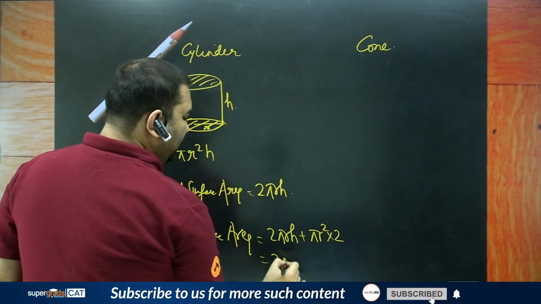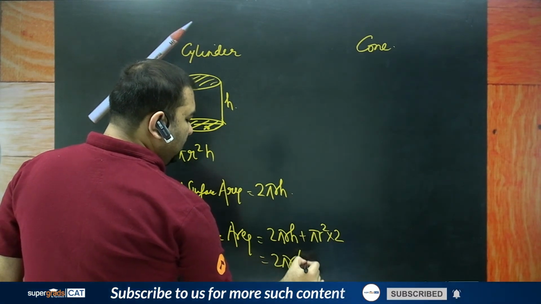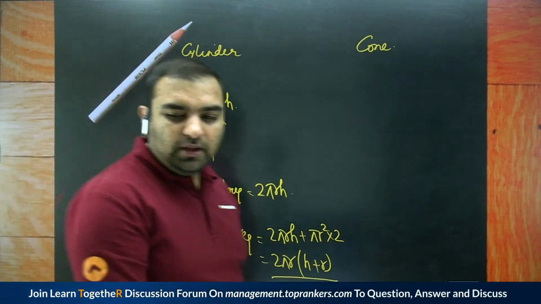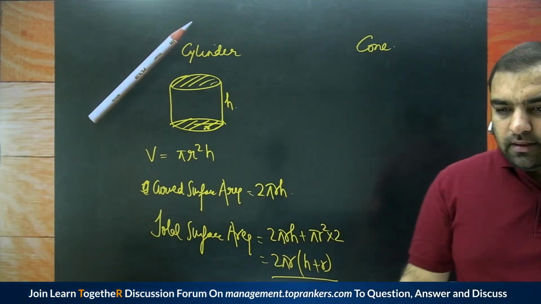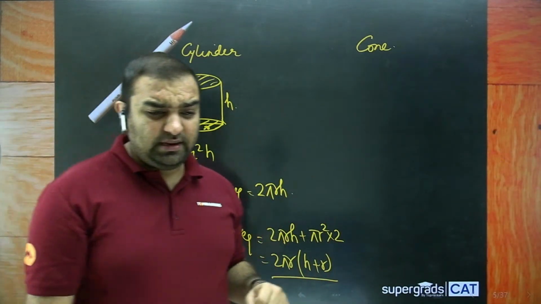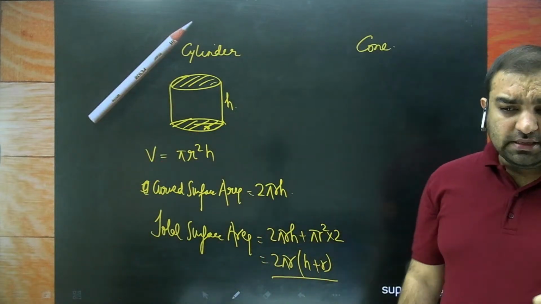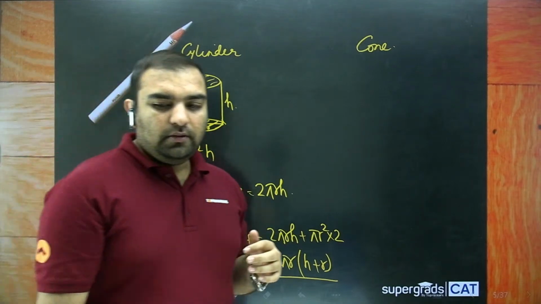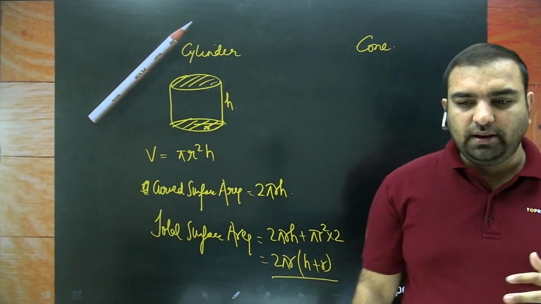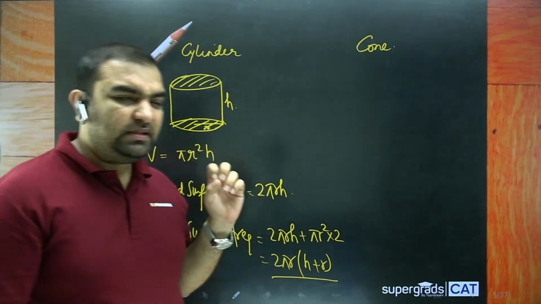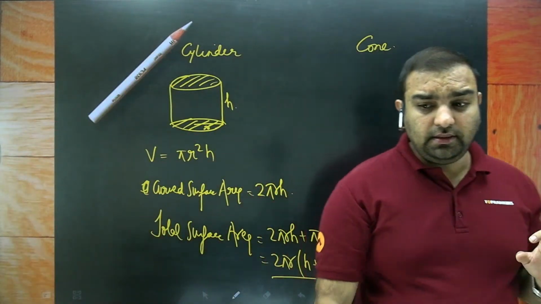On solving, it will become 2 pi r (h plus r). So what is the total surface area of the cylinder? क्या होगा सिलेंडर का टोटल सरफेस एरिया? 2 pi r (r plus h). What is the curved surface area? 2 pi r h. What is the volume? Pi r square h. याद हो जाना चाहिए भाई क्लास से जाते ही.